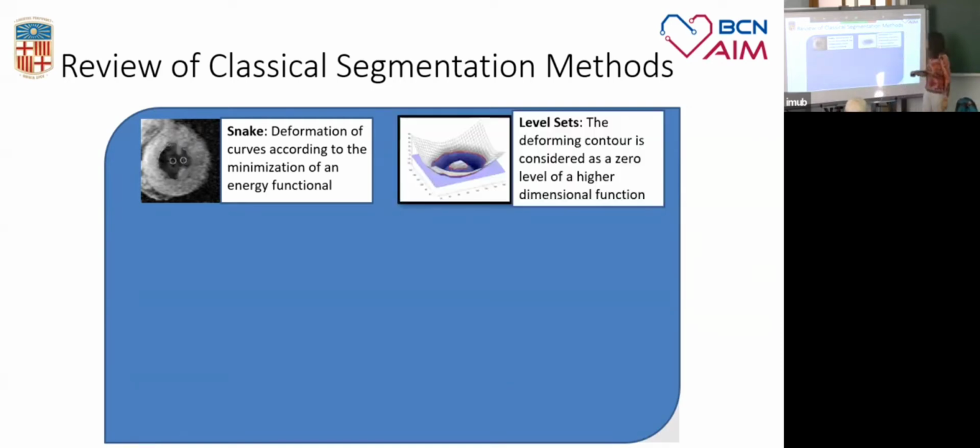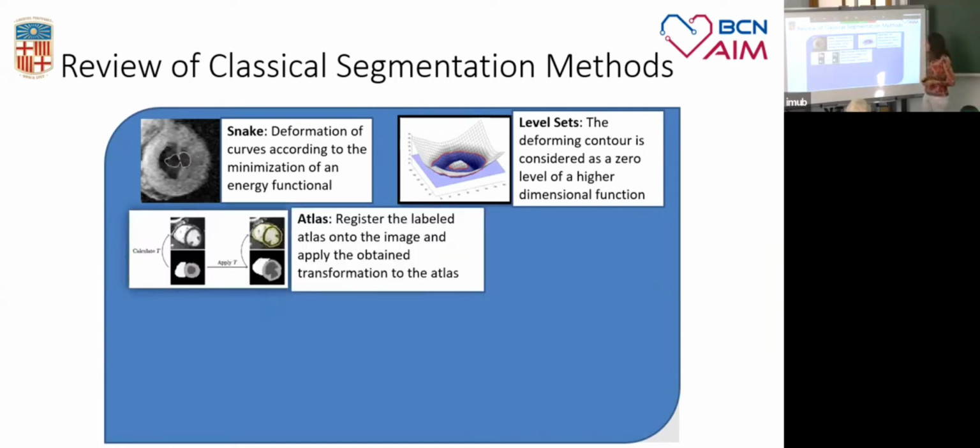This is the extension of the snake, level sets. In this case, we represent it in a higher dimensional space. So the deforming contour is considered as the zero level of a higher dimensional function. By moving to the higher dimensional function, we are able to consider holes and the changes in the topology.